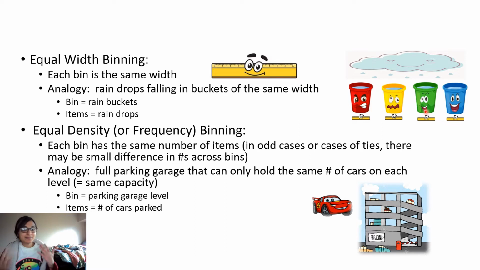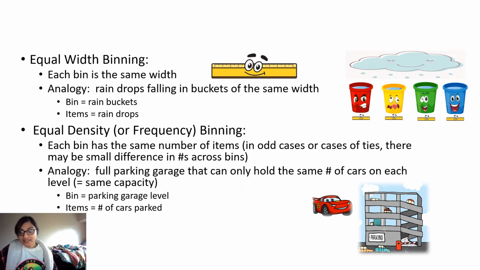It doesn't matter, they may or may not have the same number of items that fall inside them, may not have the same number of raindrops. But the main focus is just making sure that each bin has the same width. It doesn't matter if they have the same number of items or not. That's what equal density binning instead focuses on. So equal width binning is just focusing on each bin having the same width, and it doesn't matter if they have the same number of items or not.